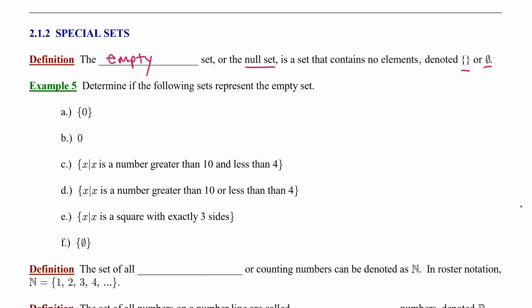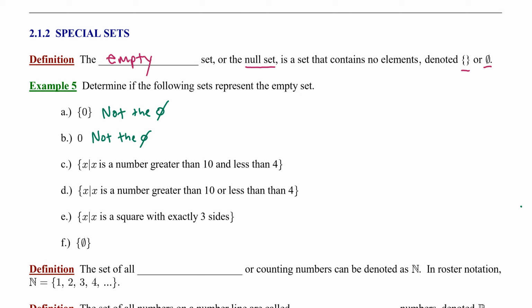In example 5, we want to determine if the following sets represent the empty set. Example A, we have the curly braces, which indicate that we are dealing with a set, and we see the element 0 in that set. This one is not the empty set because it contains an element. That element happens to be 0, but the set itself is not empty. Example B, we have the number 0. The number 0 is an element of a set. There's no curly braces, so we're not dealing with a set. Therefore, this is not the empty set.